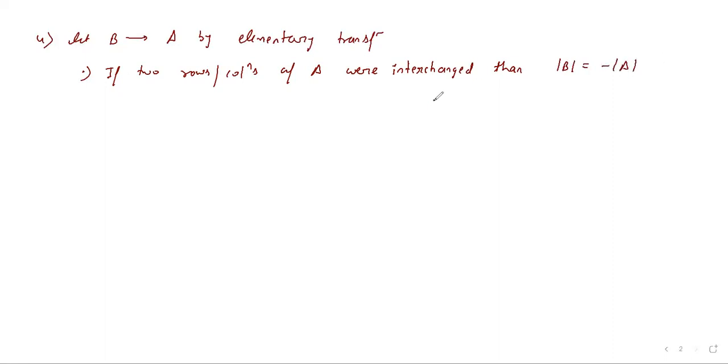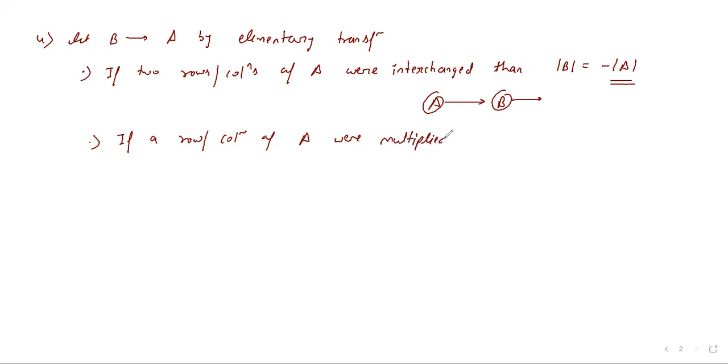So what is this? We have a matrix A, and we are interchanging any two rows or any two columns in A, and then we get our matrix B. Then the determinant of that matrix B would be equal to minus the determinant of A. And also, if a row or column of A were multiplied by a scalar, then the determinant of B would be equal to k times the determinant of A.